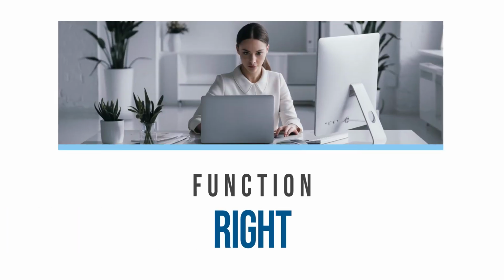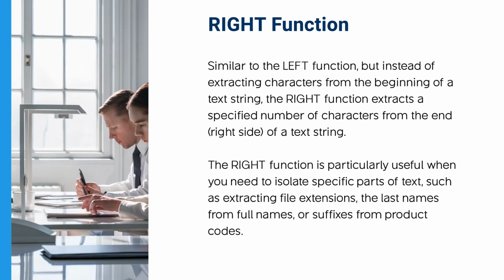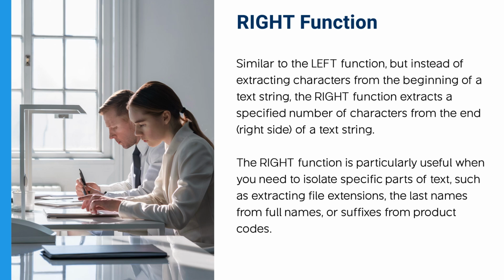In today's tutorial, we're going to explore the RIGHT function in Excel. This function is similar to the LEFT function, but instead of extracting characters from the beginning of a text string, the RIGHT function extracts a specified number of characters from the end, the right side, of a text string. The RIGHT function is particularly useful when you need to isolate specific parts of text, such as extracting file extensions, the last names from full names, or suffixes from product codes.